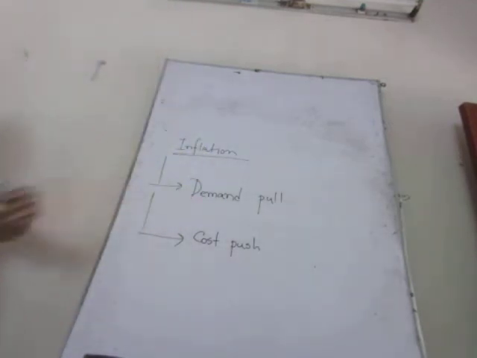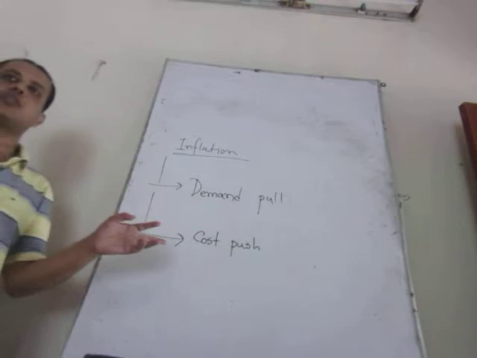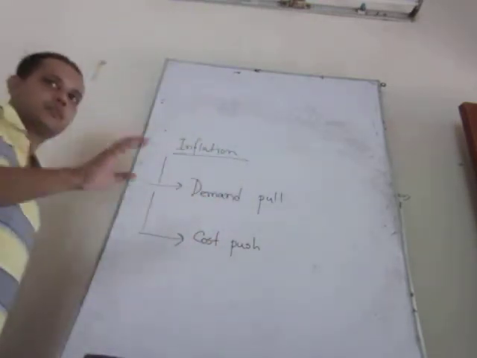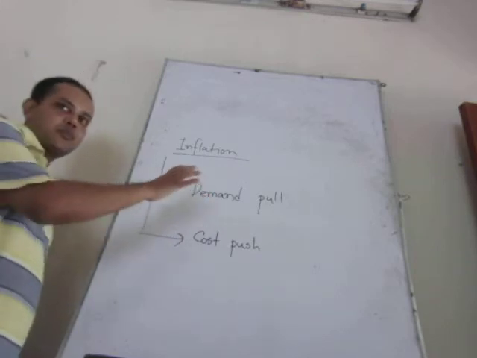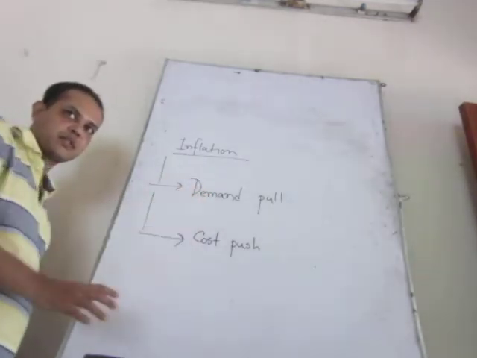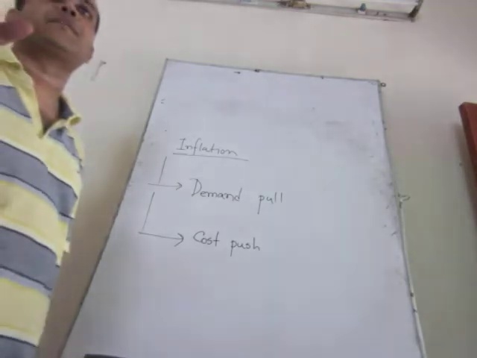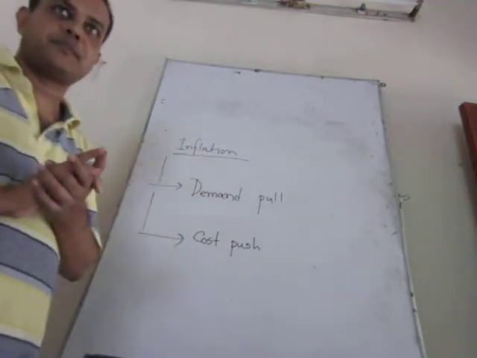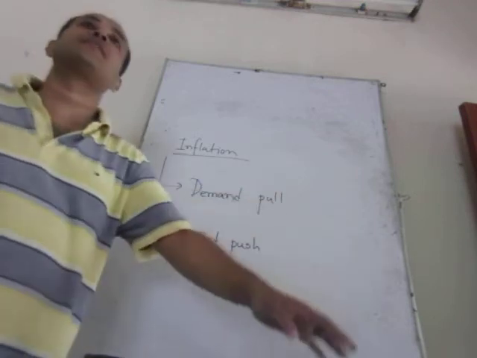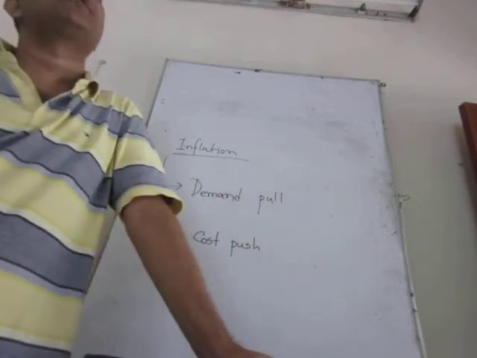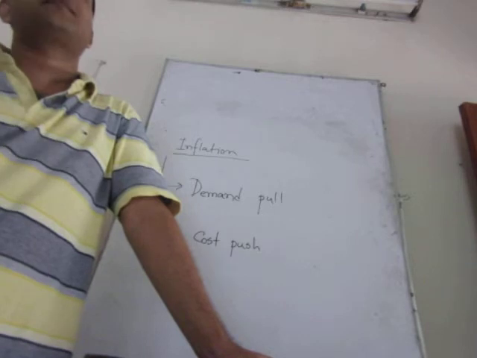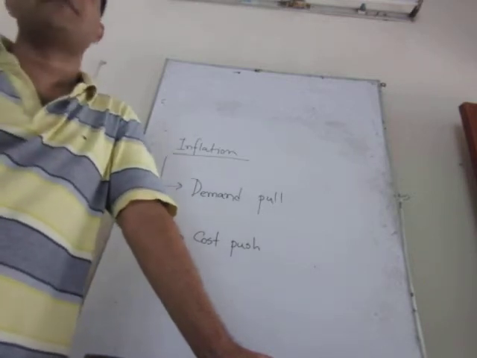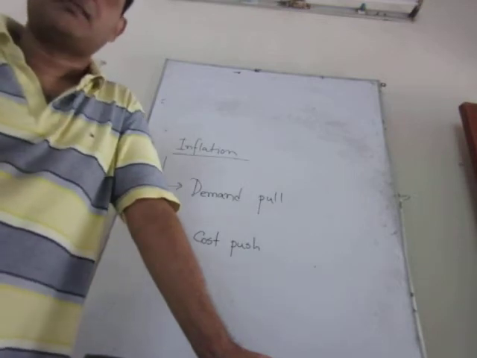One is demand pull inflation, another is cost push inflation. First of all, we'll try to make ourselves clear about these two types of inflation. Inflation means that you have to provide more money for a specific commodity, right? Demand pull inflation means when there is excessive demand in comparison to the supply, of any kinds of things. It may be funds, it may be commodity, right?